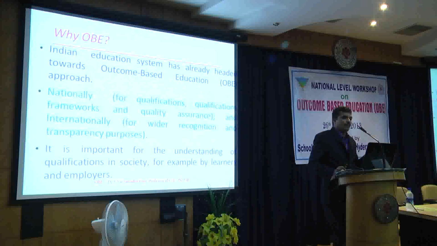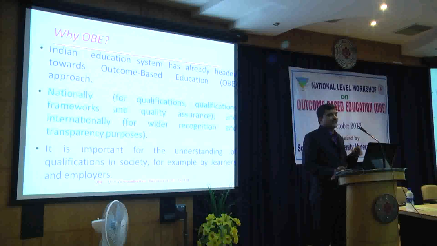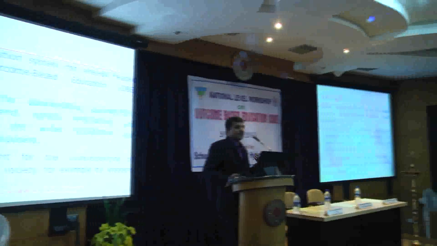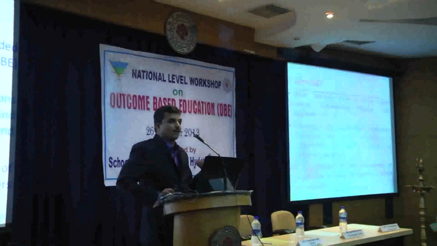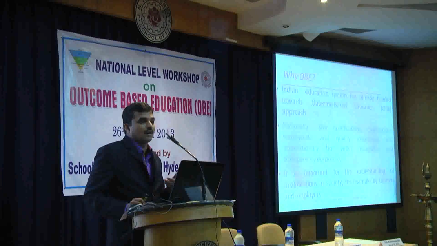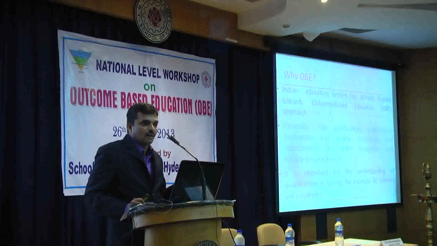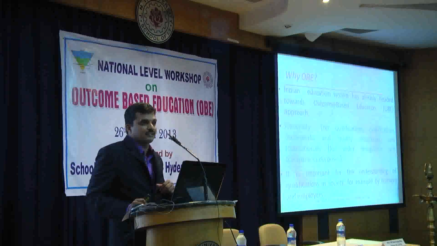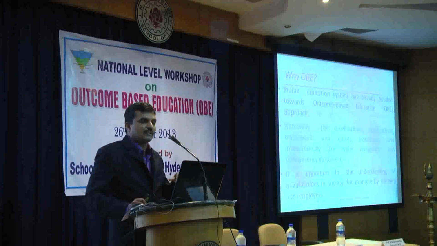OBE means what? Why do you have to go for OBE? That is what we are discussing here. Nationally, this is mainly for national recognition. When your course has been accredited by NBA, you get recognition at the national level. When your course is accredited by the Washington Accord, you are going to get recognition at the international level. What are the advantages of that recognition? You tell me.